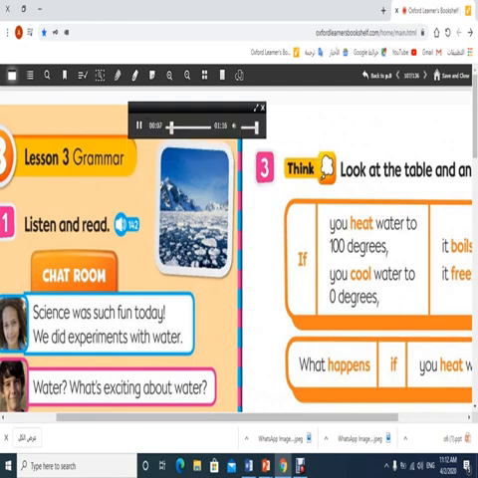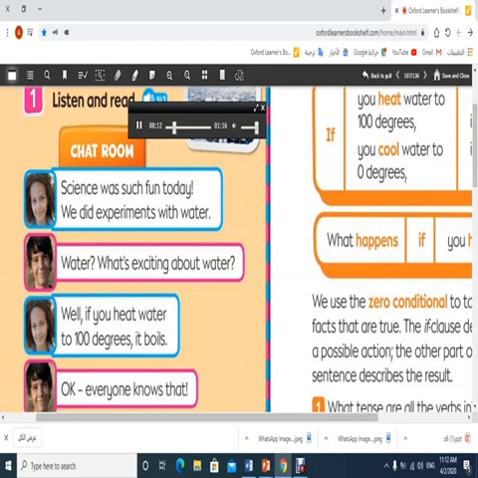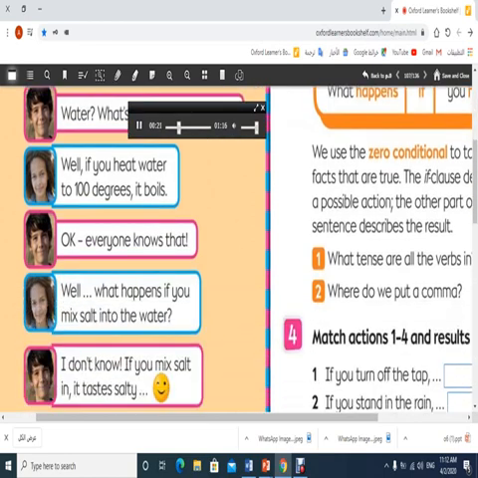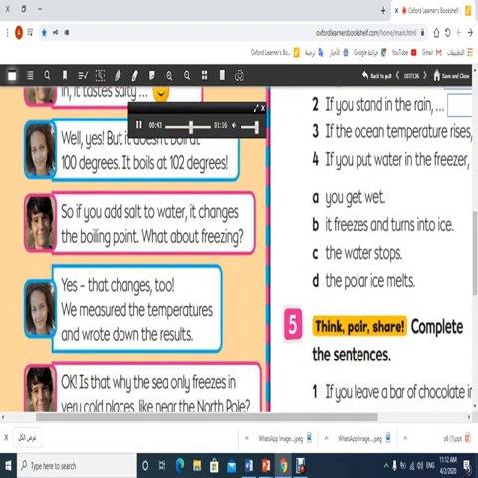Science was such fun today. We did experiments with water. Water? What's exciting about water? Well, if you heat water to 100 degrees, it boils. Okay, everyone knows that. Well, what happens if you mix salt into the water? I don't know. If you mix salt in, it tastes salty? Well, yes, but it doesn't boil at 100 degrees. It boils at 102 degrees. So, if you add salt to water, it changes the boiling point.